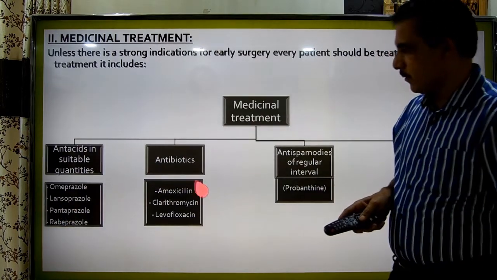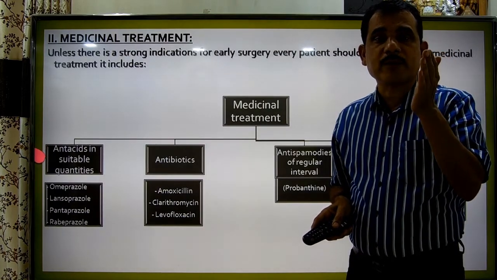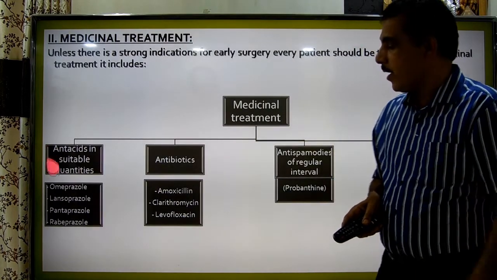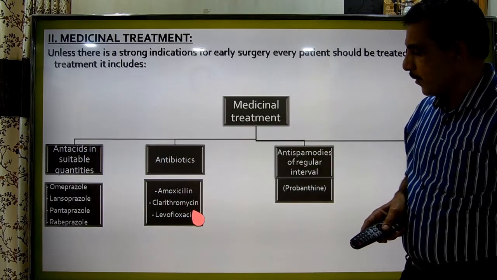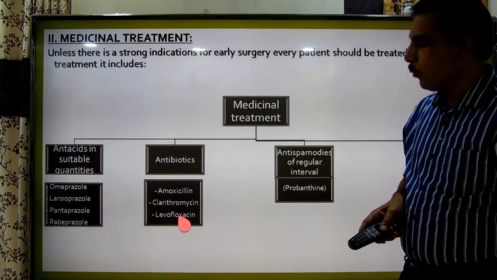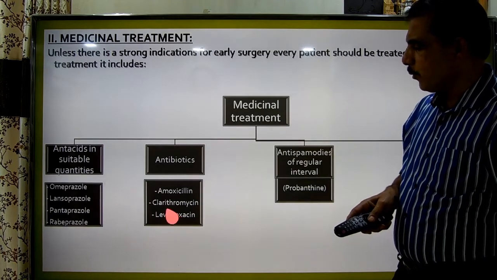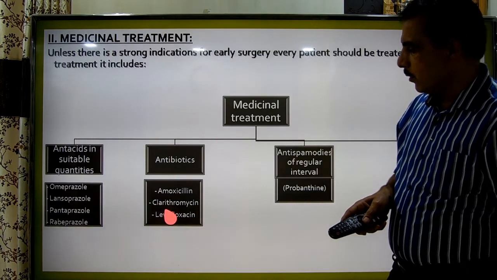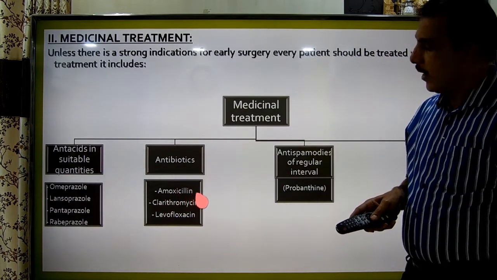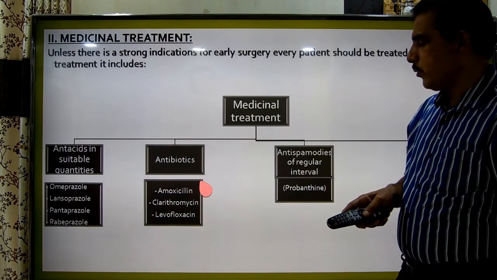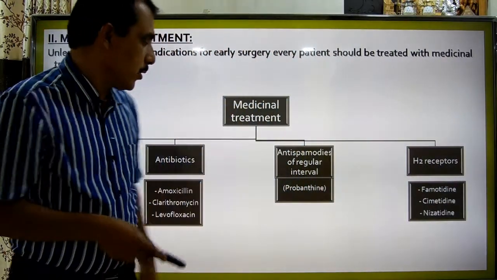Then antibiotics, for controlling infections. As you have seen, one of the causes of peptic ulcer is bacterial infection, the H. pylori infection, and the antibiotics should be used in the proper doses. This includes amoxicillin, clarithromycin, and levofloxacin. Most commonly, many people use clarithromycin, and amoxicillin also gives a good result, but you can also use levofloxacin. So these are the antibiotics.